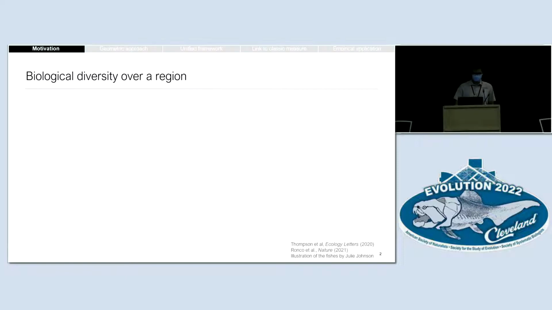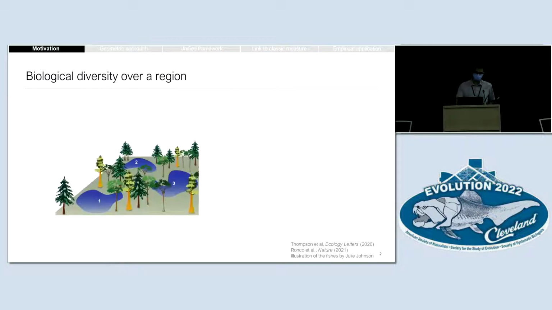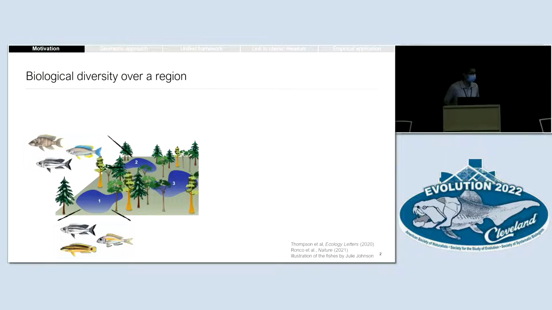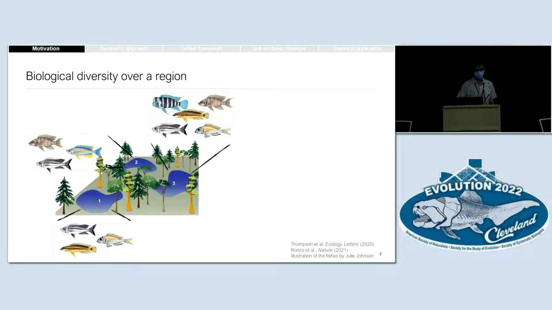I'm only going to talk about one project. We see amazing biodiversity out there in nature. If we wander in this hypothetical forest, we may see 3 ponds. In the first pond, we can see 3 fishes. And in the second pond, we see also 3 fishes, but some of them are different. And then suppose in the third pond, we see 5 fish species. How do we measure this biodiversity in this region?